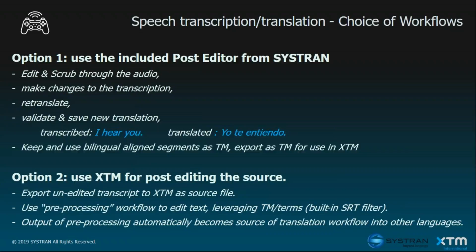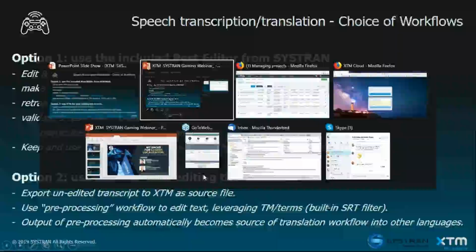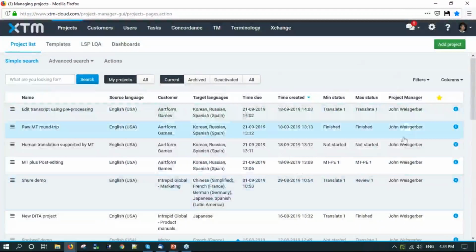And so what happens with the pre-processing workflow step is once that step is complete, then the output of that translation step automatically becomes the source text for what we call the main translation workflow into multiple languages. Right. The same thing can be done for what we call pivot language projects, where you translate from one language into another and then into several others.